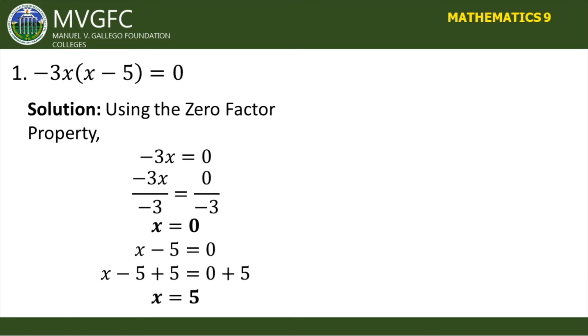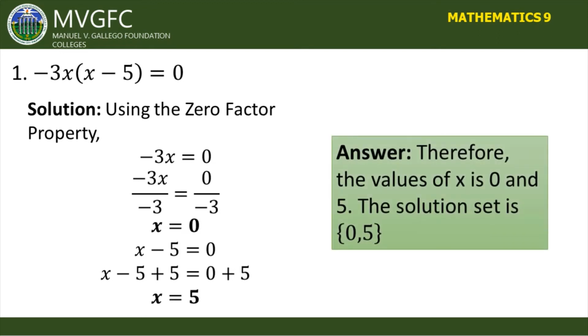And the second equation is x minus 5 is equal to 0. So we can use the transposition method or the addition property of equality. So we have x minus 5 plus 5 is equal to 0 plus 5, or simply transpose negative 5 to the right side of the equation. So we have x is equal to 5. Therefore, the values of x are 0 and 5. The solution set is {0, 5}.